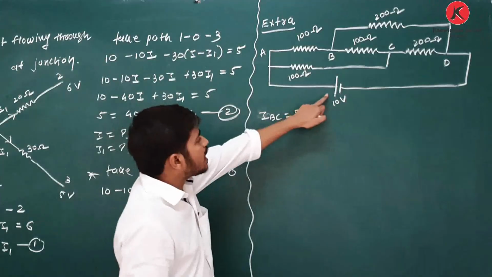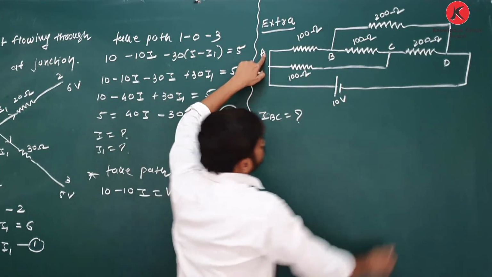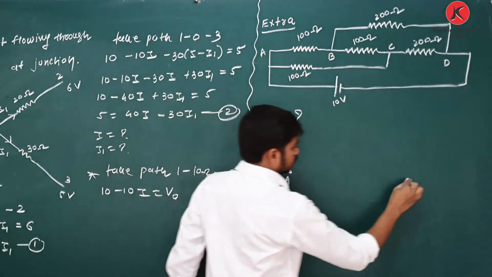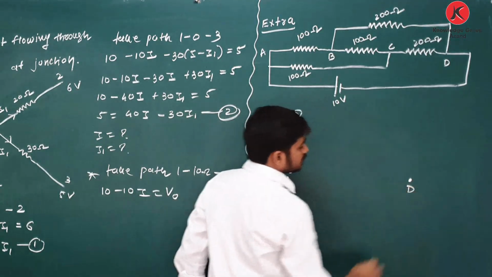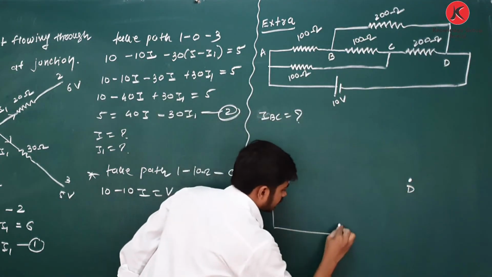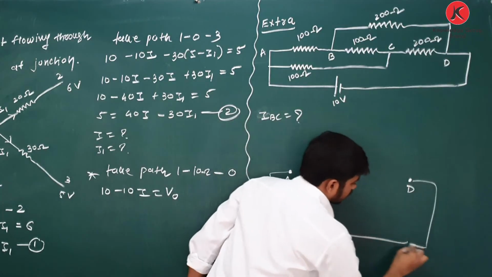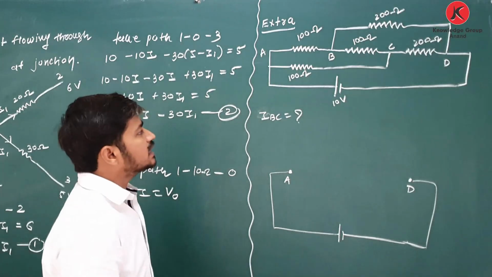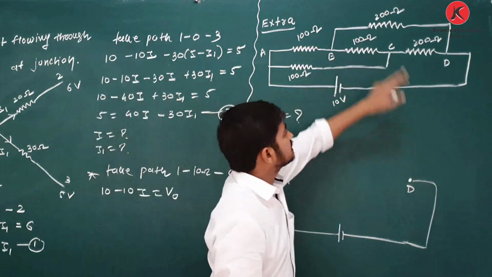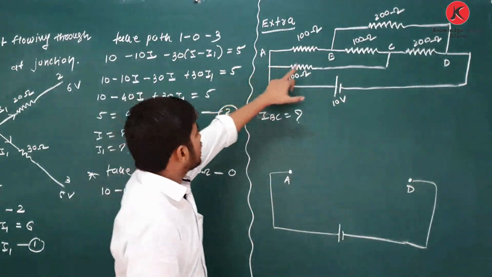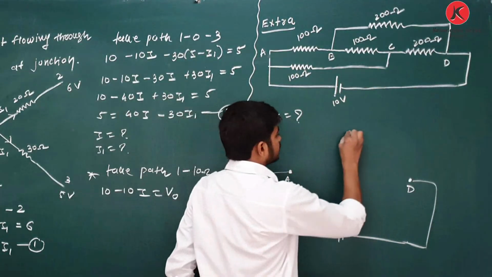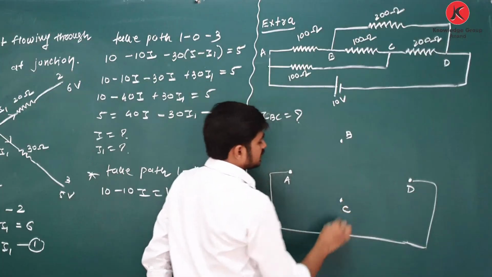The cell, the battery, is connected between points A and B. So first of all, take 2 points, A and B. The battery is connected between these 2 points. Now the remaining points are B and C. And see, they are not common points. A, B, B, C, C, D, they are not common points. So yes, I am writing B and D like this. It is B and that is C.